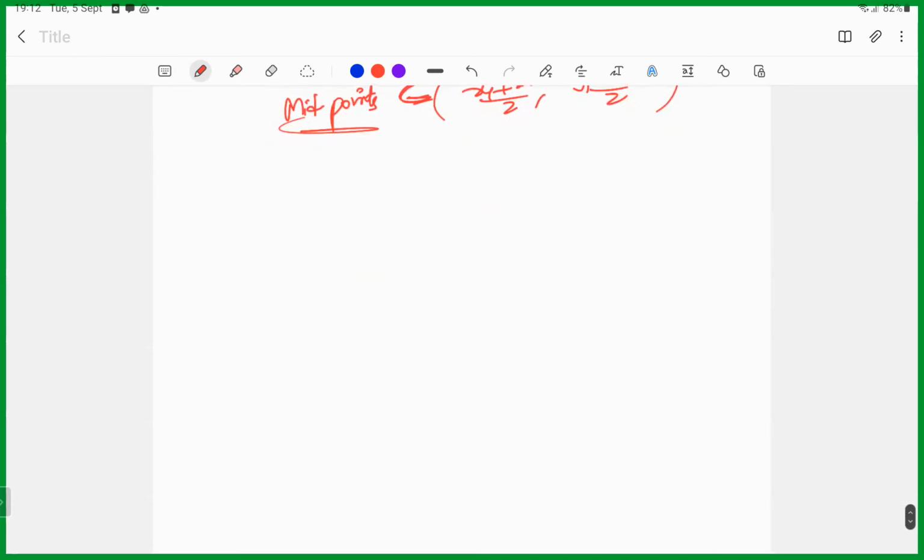So the line which is perpendicular to AB and which passes through the midpoint. Midpoint means bisector, right? So the bisector to the line AB, all the points on that line form equidistance, equidistant to point A and point B. Okay, bisector.